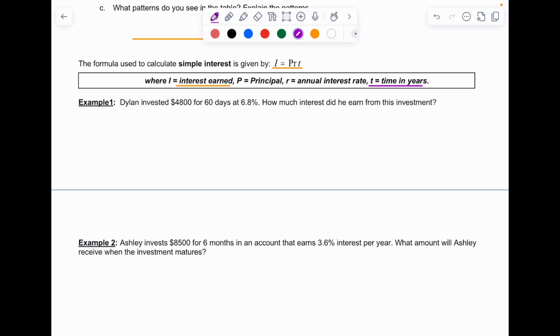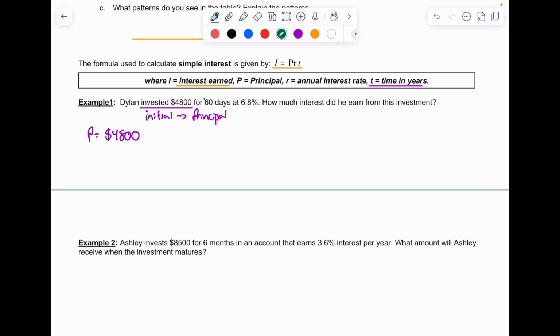So Dylan invested $4,800. Well, that is the only thing that has units of dollars, essentially. So really, the interest earned will be dollars, but Dylan invested... I guess the way to think about this is the initial, right? So that would be your principal. So right now we have P being equal to $4,800.